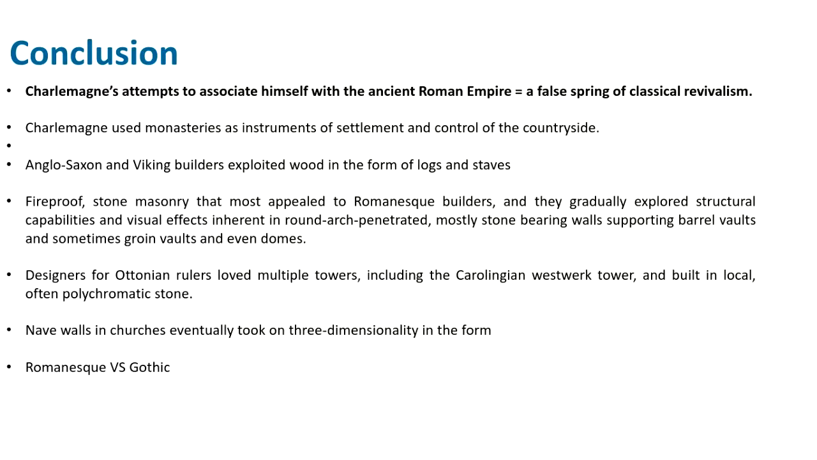So in conclusion, what are the final thoughts? What do you think? Charlemagne really tried to bring back the Roman Empire, and he created what people say is a false spring of classical revivalism. Many people say that he didn't really accomplish this at the same level, but others argue that he was just trying to do his own thing, but he really did a big thing. The monasteries become a big place to create new things and to really control the countryside. We talked a little bit about the Vikings and how they worked with wood, creating really amazing staves, the vertical wood piles. And even though wood is an amazing form to create architecture, it's not really fireproof. So Romanesque started to use masonry and stone, giving it this feeling of heaviness that you see throughout Romanesque architecture.